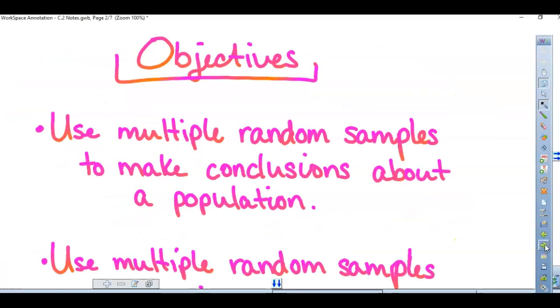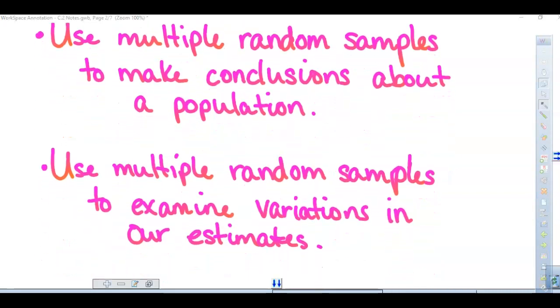So, our objectives are to use multiple random samples in order to make conclusions about a population, and also to use those random samples to help us examine the variations in our estimates. Variations meaning the differences, okay, between each of our estimates.